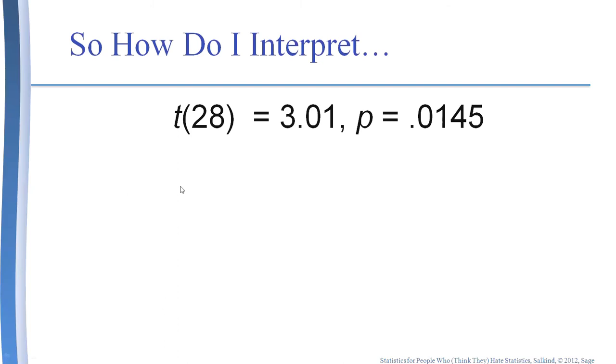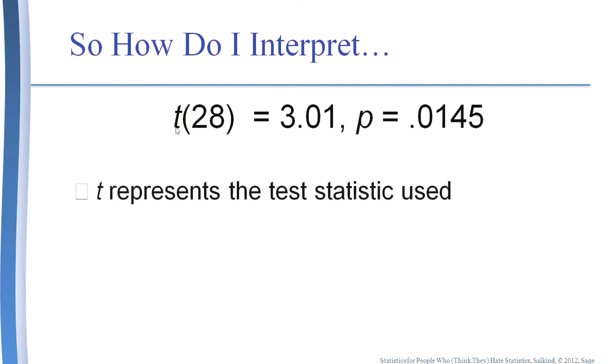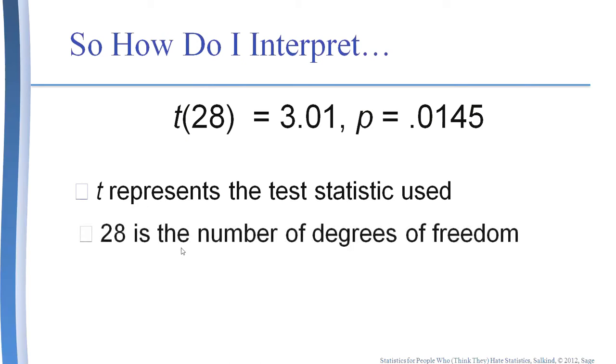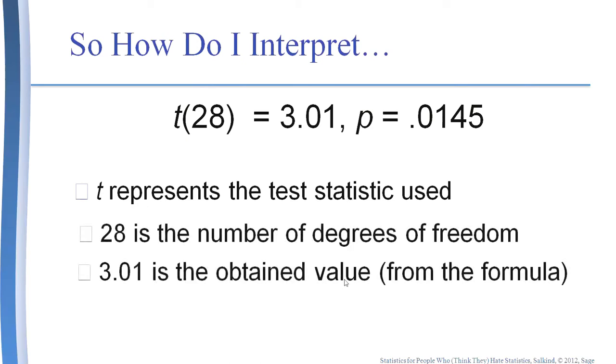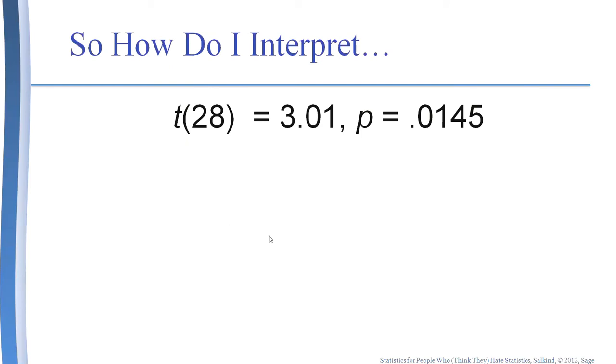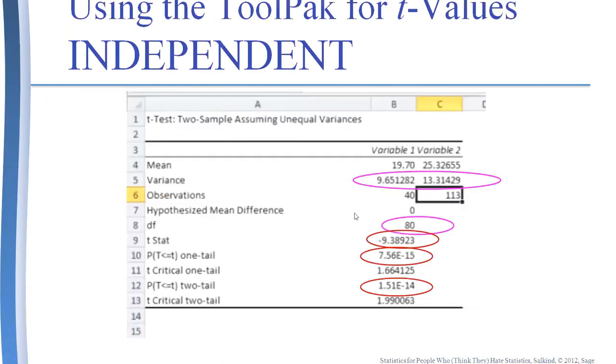So remember that when we're reporting a t-test result, it's in this standardized format. It's a lowercase italicized t. In the parentheses, we put our degrees of freedom, right? I said that was an important area to look. We report our found t-value, and then we put our p-value. t represents the test used, 28 degrees of freedom. This is our obtained value. Otherwise, on our results, right, the 3.01 coincides with this number here, the t-stat, the found t-value.